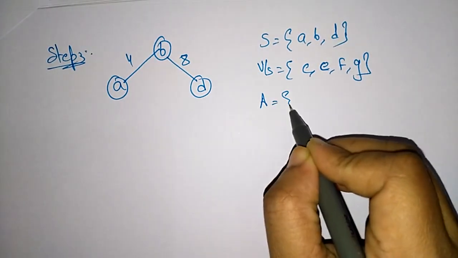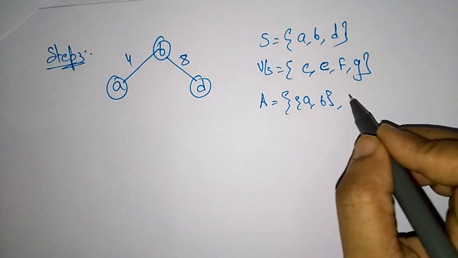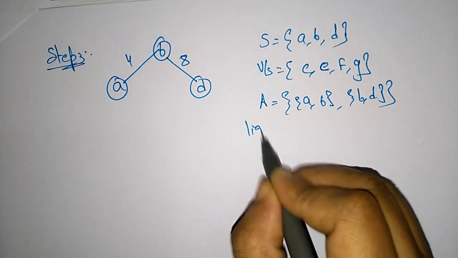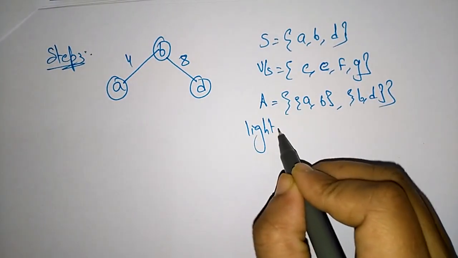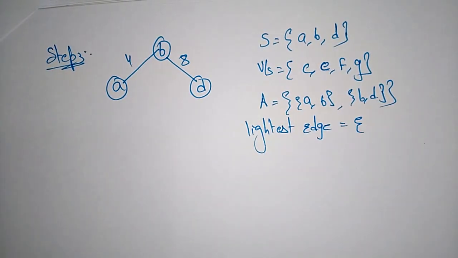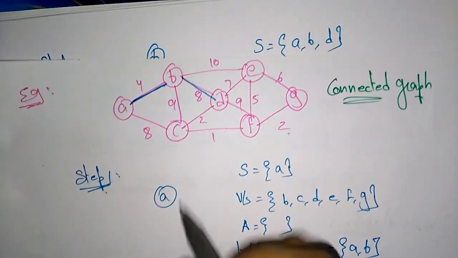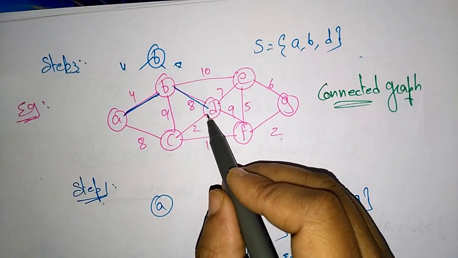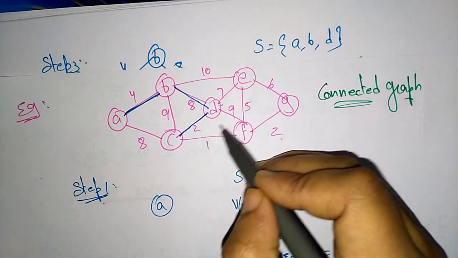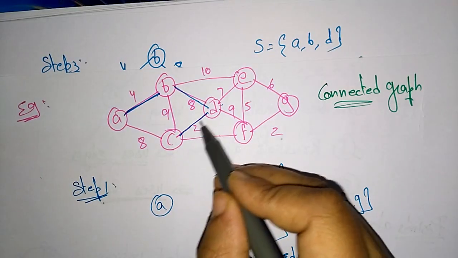Now the set contains AB, these are the 2 connected vertices, and then BD. Next, what is the lightest edge to this D? The lightest edge is DC. Why is it DC? See, DC is 2, whereas DE is 7, DF is 9. So among these 3, the least weight is 2, so we have to connect DC.